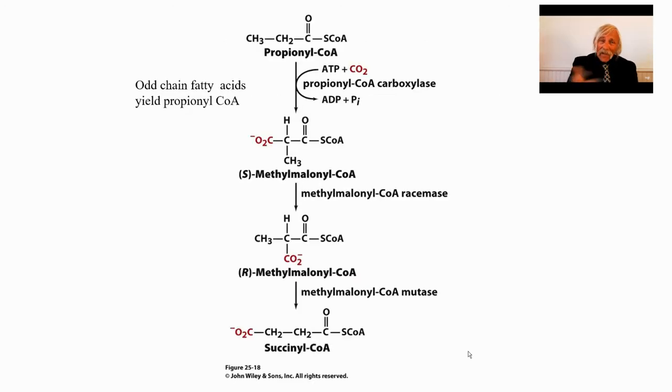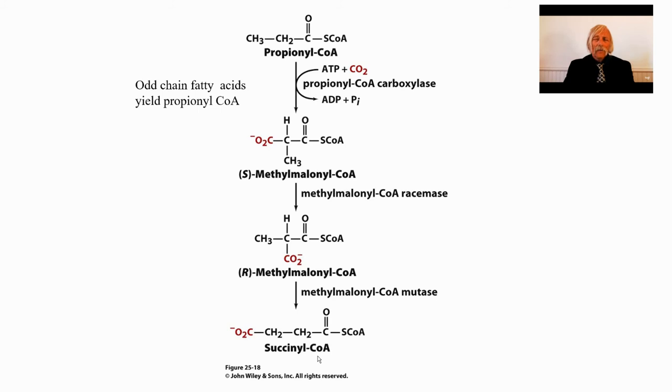Now, if you have an odd-chain fatty acid, you end up with propionyl-CoA. That's obviously a 3-carbon fatty acid, but watch what happens to it. Propionyl-CoA carboxylase will make methylmalonyl-CoA. Methylmalonyl-CoA racemase will alter the structure. We'll put this carboxylic acid on this carbon. Now you have R-methylmalonyl-CoA. And then a simple mutase reaction moving around these substituents will generate succinyl-CoA. And now succinyl-CoA will run right through the TCA cycle.